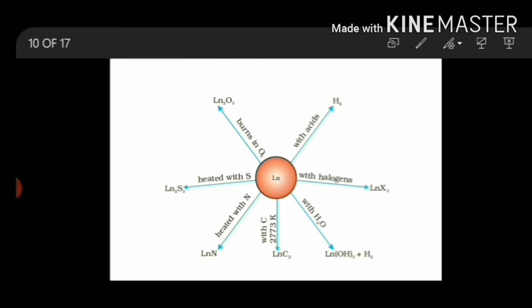They form nitrides with nitrogen, and they form hydroxides and liberate hydrogen when reacted with water.